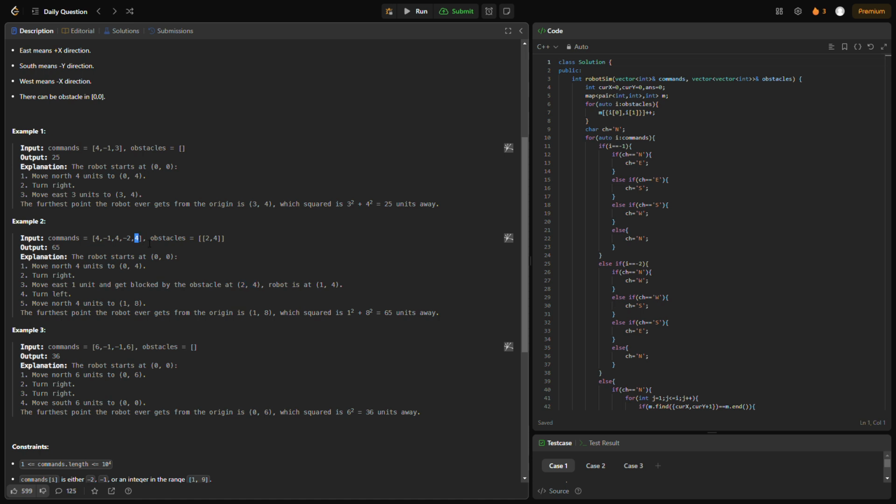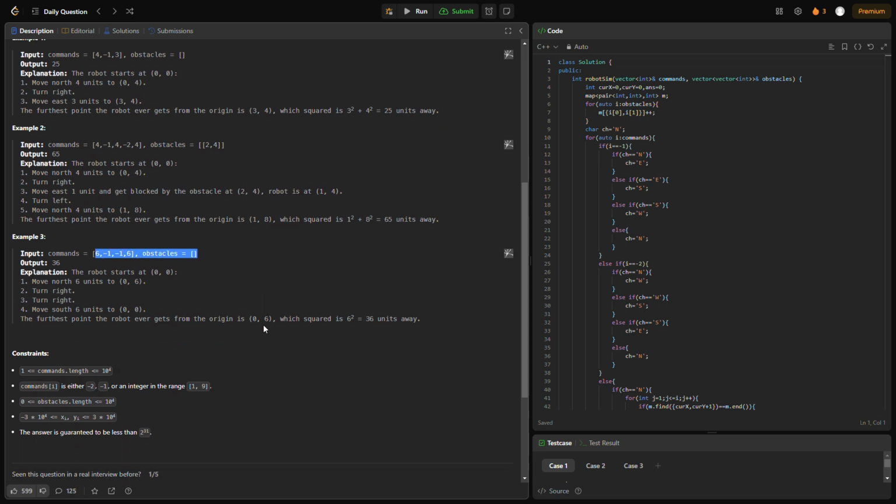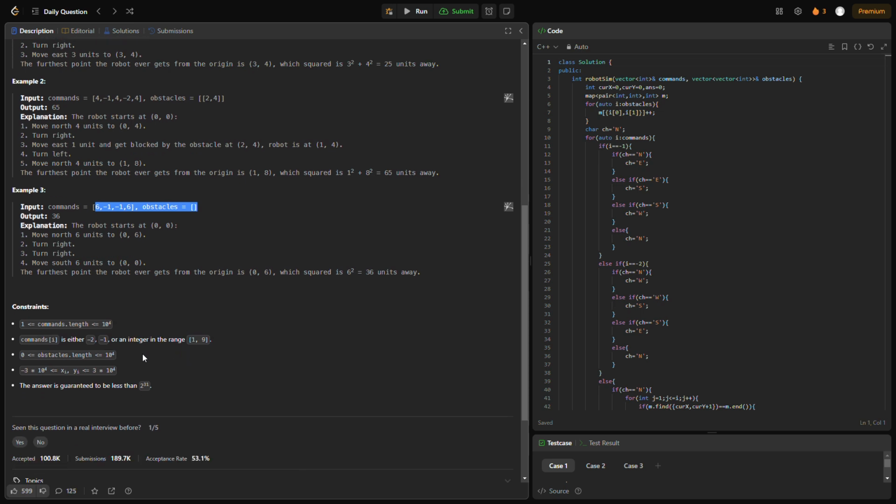Okay, and plus 4 is again we keep on moving 4 distance on the y-axis, so it will become 4 plus 4, that is 8. So we are finally at 1, 8, and the Euclidean distance will be the square of 1 plus the square of 8, that is 65. Similar is the another example, but it will be pretty much straightforward because we don't have an obstacle. Okay, so let's quickly check the constraints. The constraints are not pretty high.